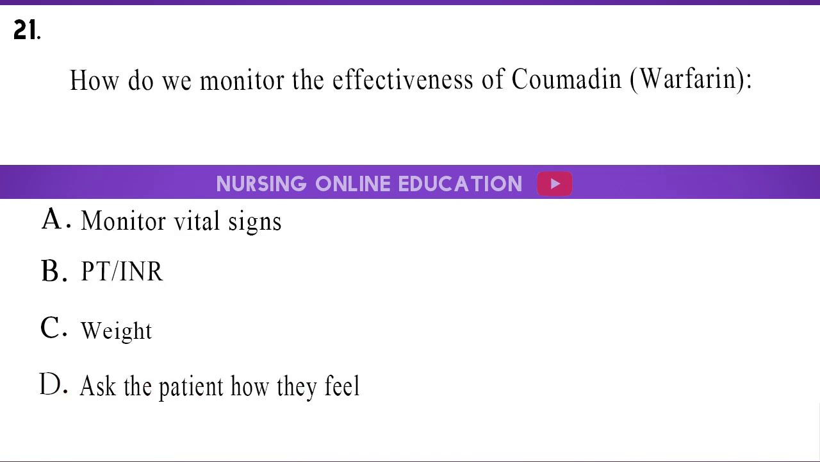21. How do we monitor the effectiveness of Coumadin, warfarin? A. Monitor vital signs, B. PT/INR, C. Weight, D. Ask the patient how they feel. The answer is option B, PT/INR.